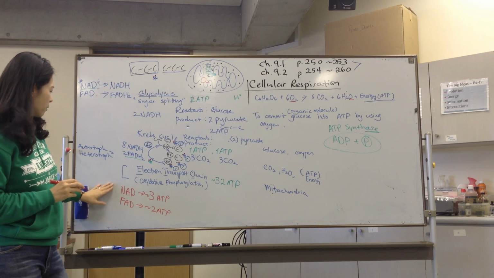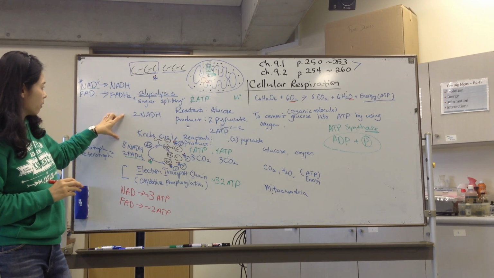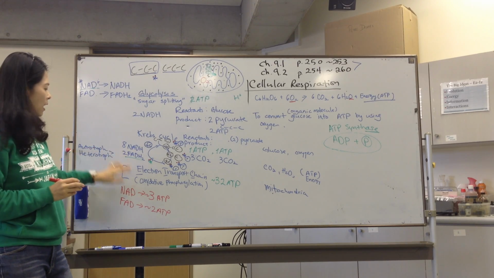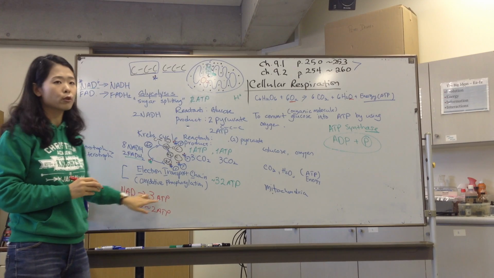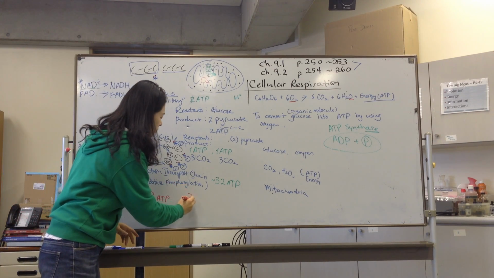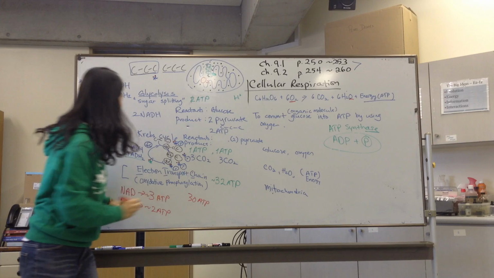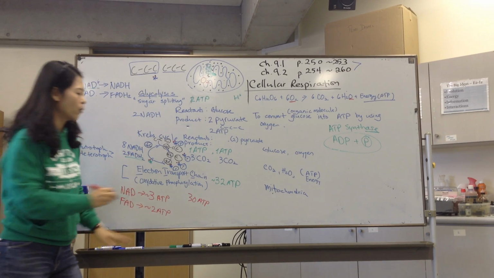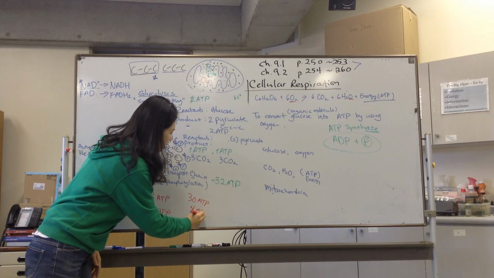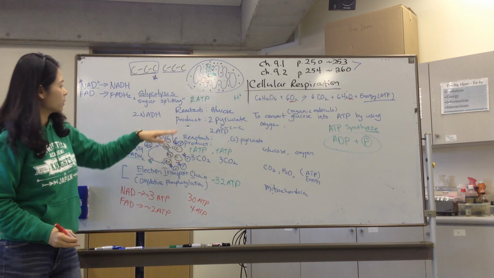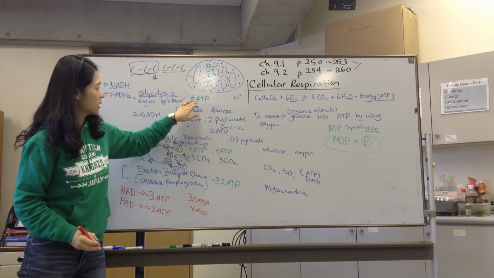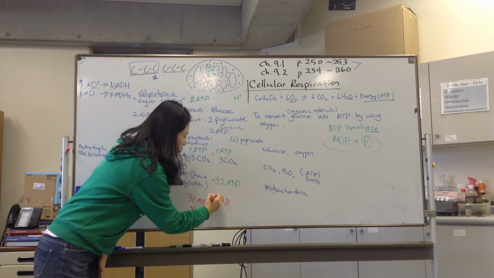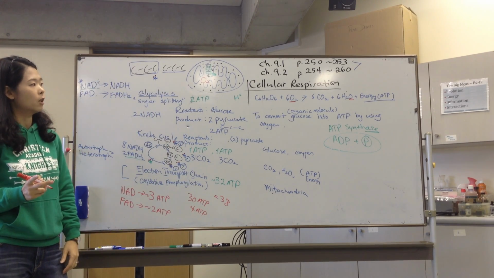If we do the math, how many NADs are there total? We have 2 here and 8 here, so that's 10. 10 times 3 is 30 ATP, about. And 2 FADH2, worth 2 each, so that's 4, right? Now, we've made 2 ATP here and 2 ATP there, that's plus 4. This math adds up to a total of 38.